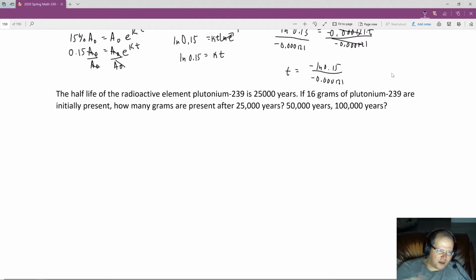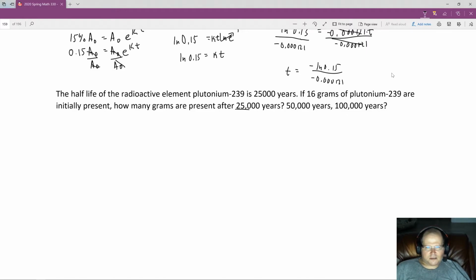The half-life of the radioactive element plutonium-239 is 25,000 years. If 16 grams of plutonium-239 are initially present, how many grams are present after 25,000 years? 50,000 years? 100,000 years?